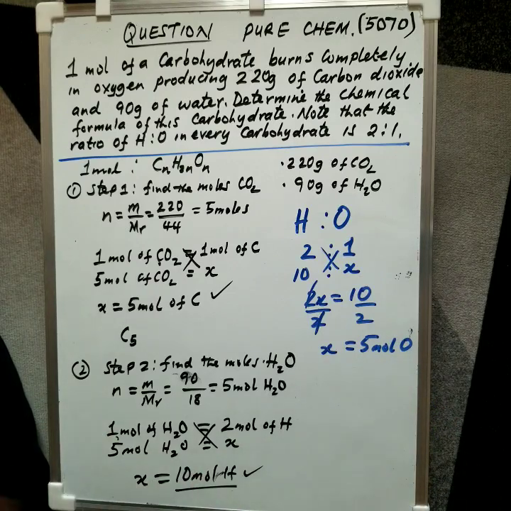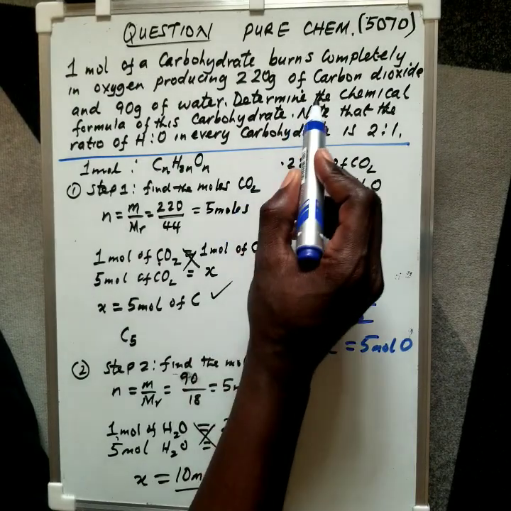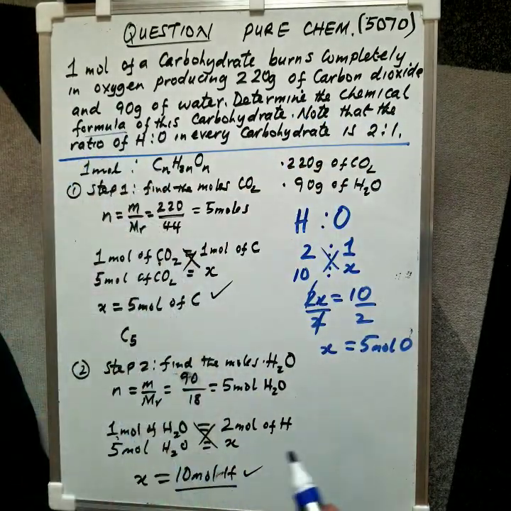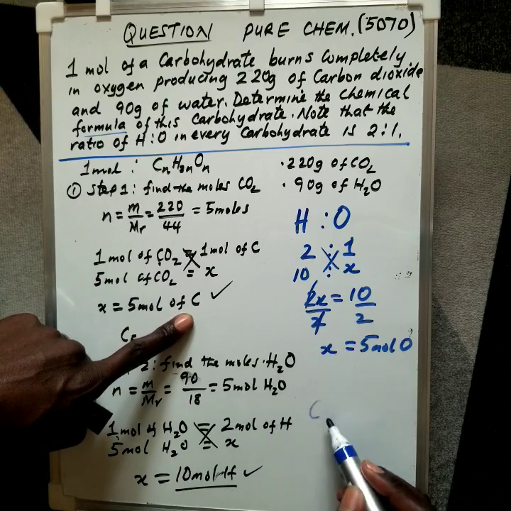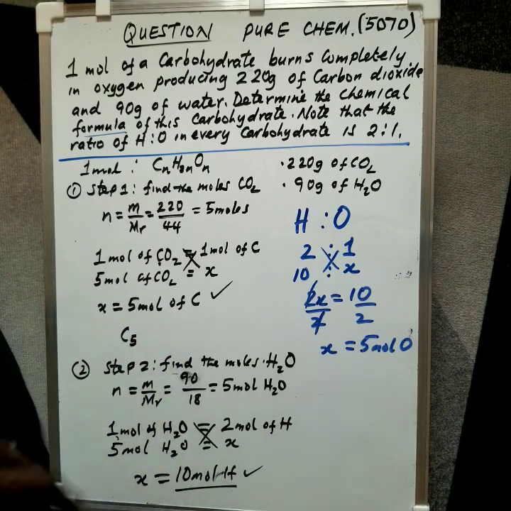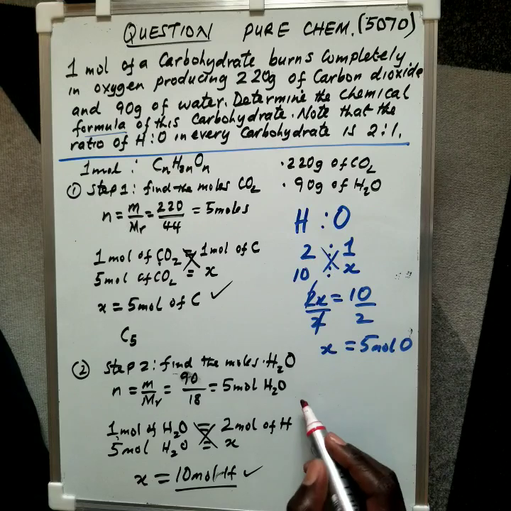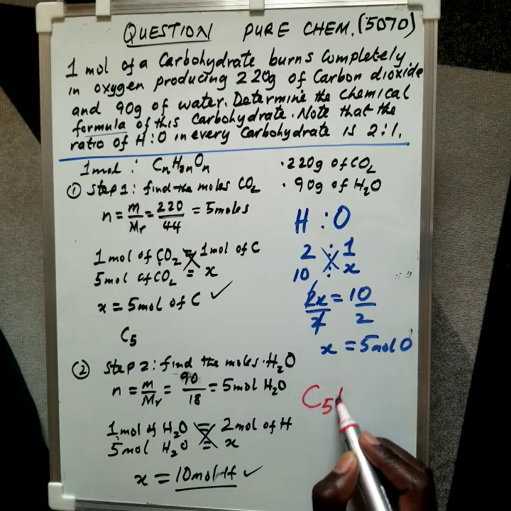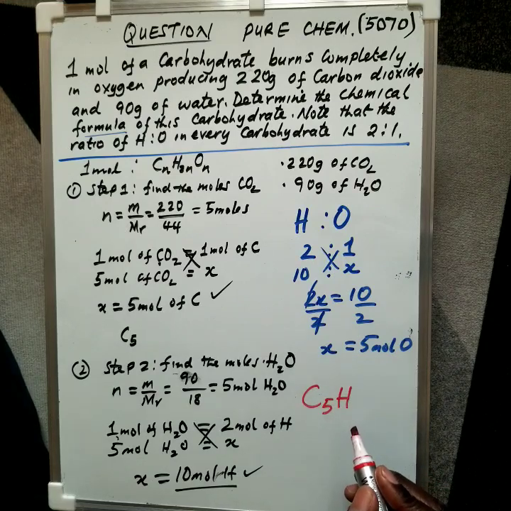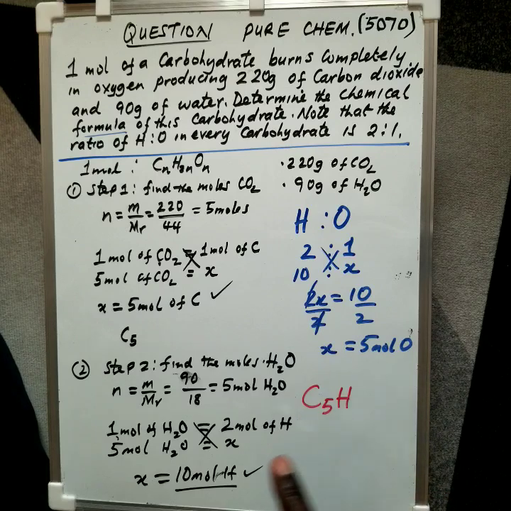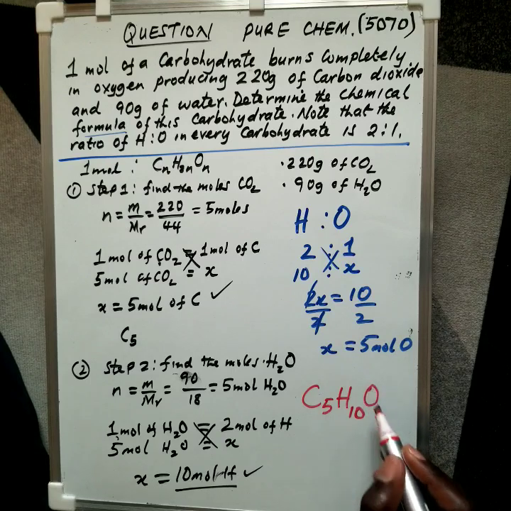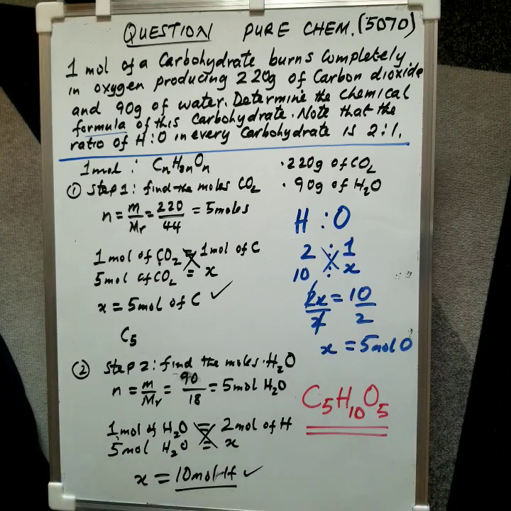Therefore, if you look at the formula for the carbohydrate, because it says determine the chemical formula of the carbohydrate: for carbon, it was 5. For hydrogen, it was 10. And the oxygen that we have found was simply 5. So this is the chemical formula of the carbohydrate, C5H10O5, and you can see that the ratio of hydrogen to oxygen is simply 2 to 1.